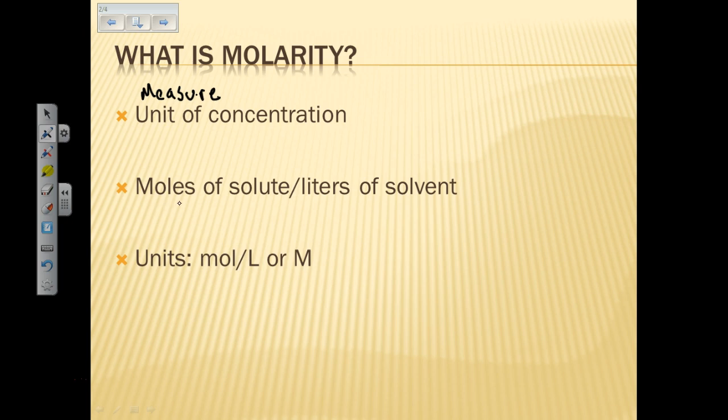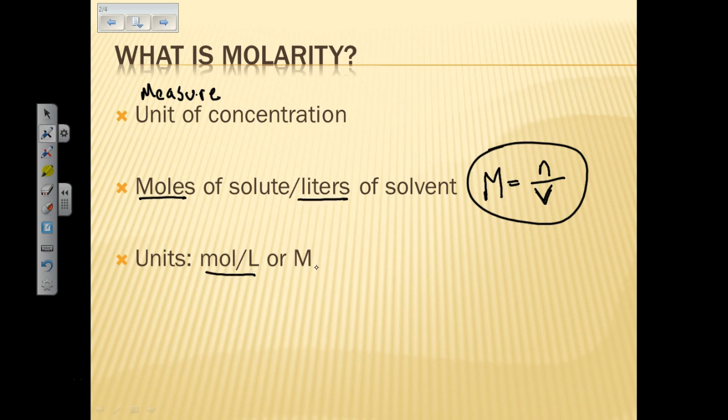And how do we calculate molarity? Well, it's calculated by moles of solute divided by liters of solution. Molarity is symbolized with a capital M, and moles is n, and liters is volume, so that's a capital V. This is the formula that you'll see for this: molarity equals n over V. And the units, because we're doing moles over liters, is either moles per liter, or it could be molar. This capital M stands for molar.